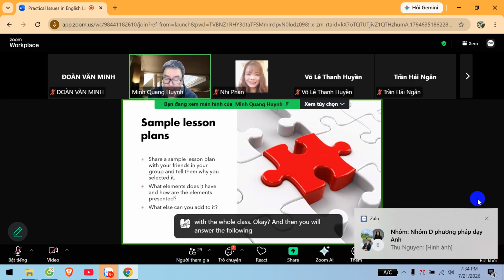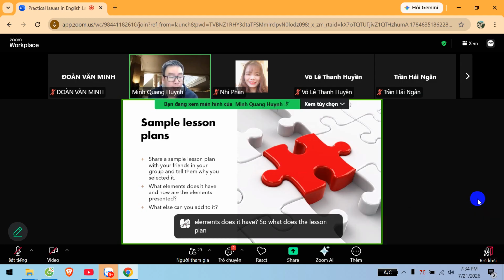What elements does it have? So what does the lesson plan have? And how are the elements presented? Okay, so how are they presented? And then think about what else can you add to the lesson plan, okay?